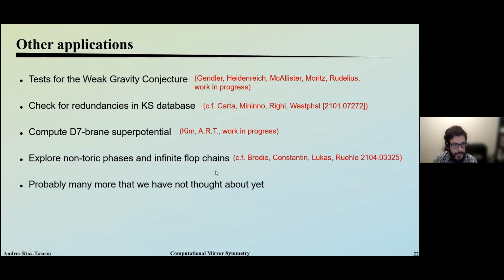Here are some other applications. I'll just flash them because I don't have time to talk about them. But you can try testing for the weak gravity conjecture. You can check for redundancies in the KS database. You can compute the D-brane superpotential. You can explore non-toric phases and infinite flop chains. And probably there are many more applications that we haven't even considered yet.